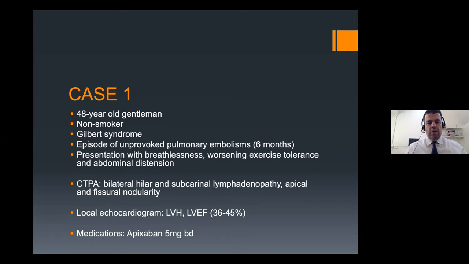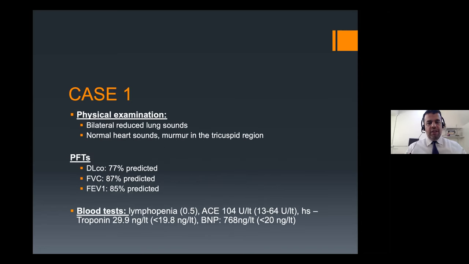upon presentation showed hilar and subcarinal lymphadenopathy in the chest with some nodules, and his echocardiogram will be commented on later. He was only on apixaban 5 milligrams twice a day. His physical examination showed some reduced lung sounds, normal heart sounds with a murmur in the tricuspid region, and lung function tests were more or less preserved. He had only mild gas transfer impairment. The blood tests showed lymphopenia, elevated ACE, slightly elevated high sensitivity troponin, and significantly elevated BNP.